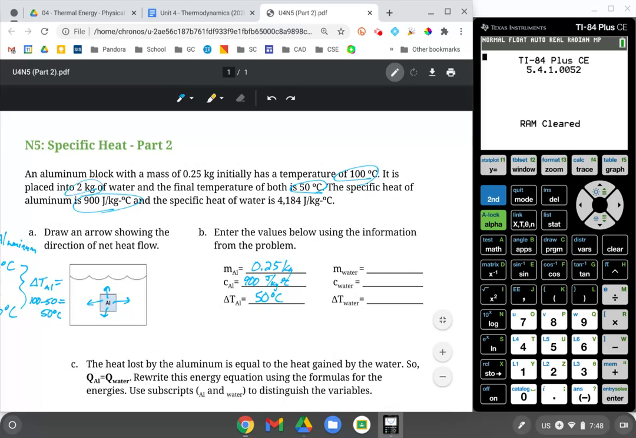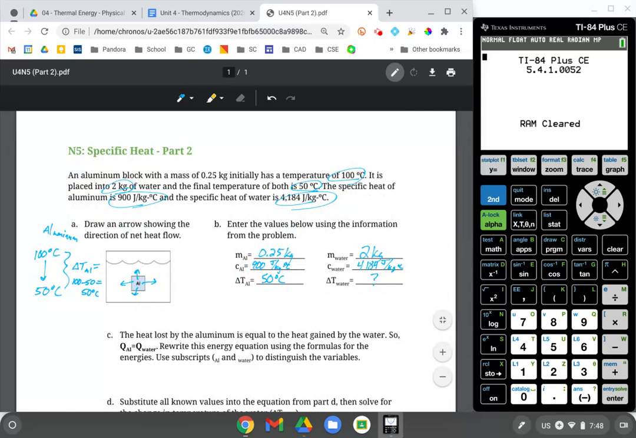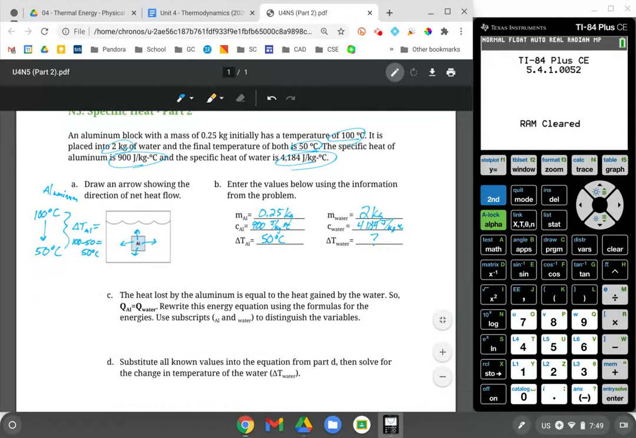Then the mass of the water is 2 kilograms, and the specific heat of water is 4,184 joules per kilogram degrees Celsius. We don't know the temperature of the water, or the change in temperature of the water, because we don't know what temperature the water started at, and that's what we're going to solve for.